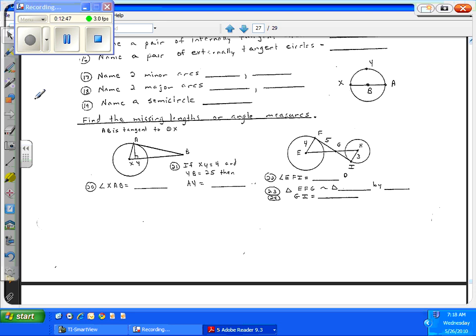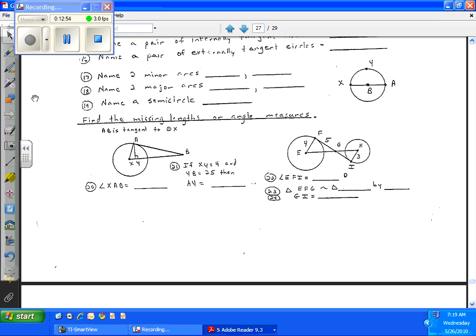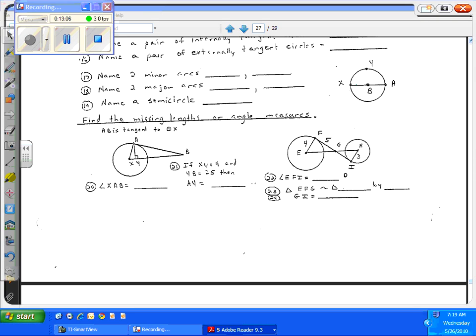Now, a minor arc is between 0 and 180 degrees. So it's less than a semicircle. And so if we saw a diameter, there's a diameter at XA. So if you want to find a minor arc, you start at one end point of the diameter and you go less than all the way around to it.